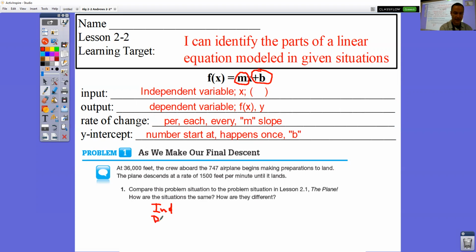The independent is your time. That's the time in minutes. And the dependent is your height of the plane. Now, the difference between the two is that in the previous section, the plane was ascending. It was going up. Now it's descending, so it's going down. So the rate of change is different. When it's positive, it's going to go up. When it's negative, it's going to go down.